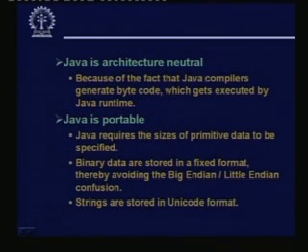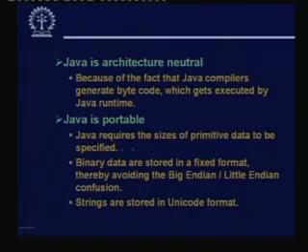Java is architecture neutral. This means that Java programs can run on any platform, on any architecture. This point again we shall explain later. This happens because the Java compiler generates platform independent bytecode which is executed by the Java runtime. The language Java is considered to be portable because its features are very strongly typed. Whatever you use and specify in Java, there is no ambiguity anywhere. For primitive data types like integers and floating point, Java requires the sizes to be clearly specified. Binary data are stored in a fixed format across all machines.